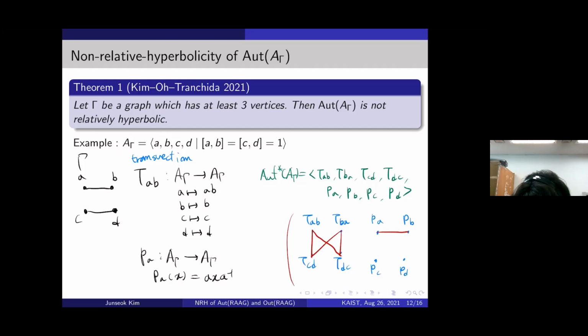By the same reason, P_C and P_D also commute, and by some calculation, you can check that T_BA and P_A commute, and T_DC and P_C commute. Maybe there are more edges in the commutative graph, but it's already enough to see that the graph is connected. In addition, you can easily see that the group generated by T_AB and T_CD is a rank 2 free abelian subgroup. Therefore, by the criterion for this graph, we deduce that Out A_Γ is not relatively hyperbolic.